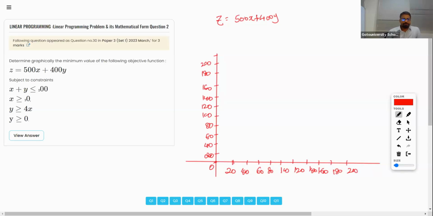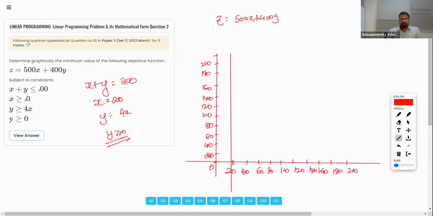So for one of the equations, what we have is x plus y is equal to 200. Another equation, x is equal to 20. Another equation, y is equal to 4x. And another is y greater than or equal to 0. So if x is equal to 20, it's always 20. So it's going to be a straight line parallel to the y-axis. So the region is greater than 20. So on this side the region will be.